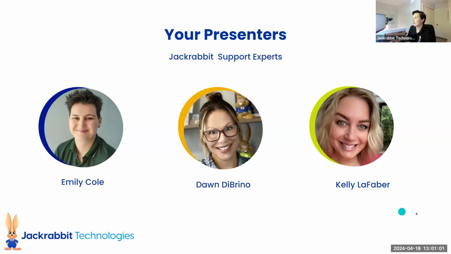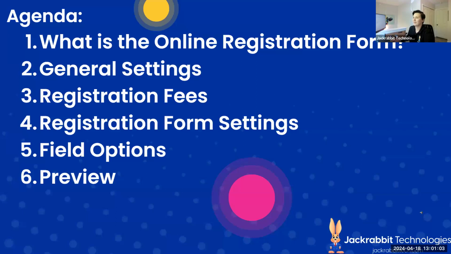So let's go ahead and start talking about what we are going to be looking at today. The first thing we're going to look at is what is the online registration form. After that, we're going to be looking at general settings, registration fee, registration form settings, field options, and then we're going to finally preview it. I do want to just make sure that everybody is aware that the chat is going to remain closed for this webinar. We are going to be working off of the Q&A, and Kelly and Dawn are going to be looking at that Q&A throughout the entire webinar. So if you have questions, throw them in the Q&A and they will answer them.